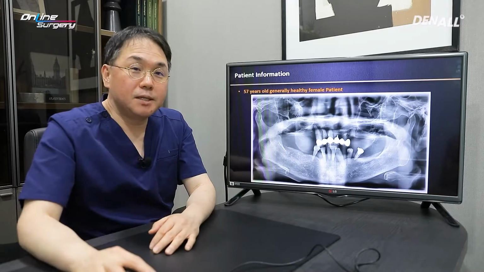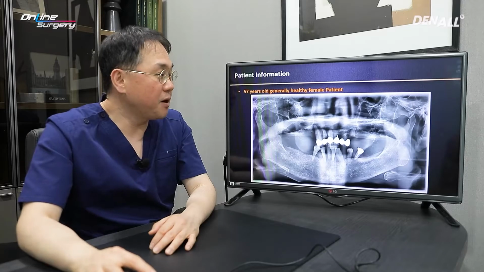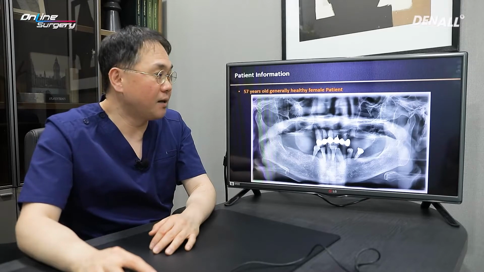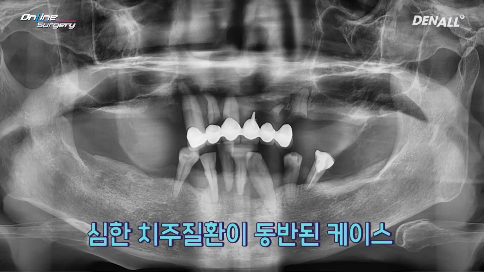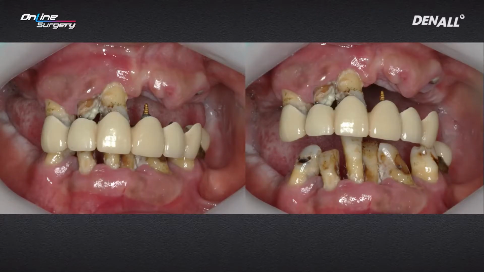This is a 57-year-old female patient. There's no specific systemic problem as shown in the panoramic image. There's very severe periodontal disease in the residual teeth and a few of them show root rest. This is at initial visit.